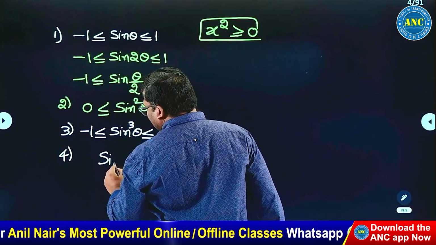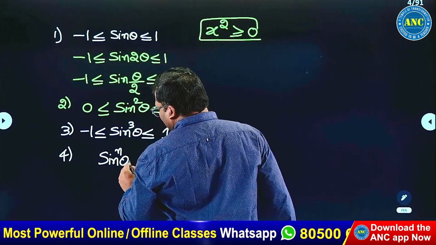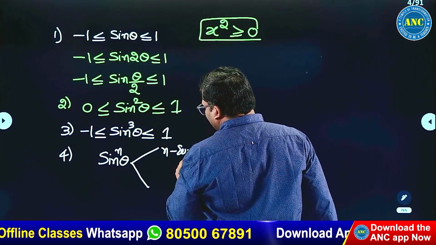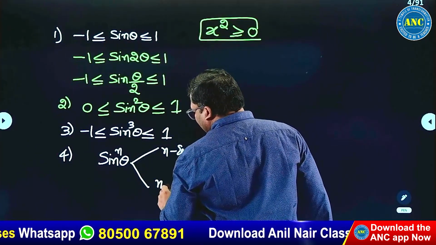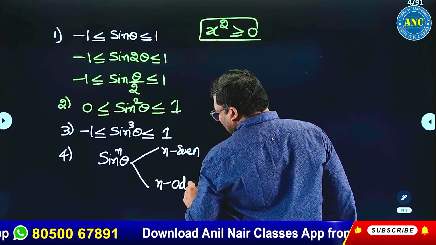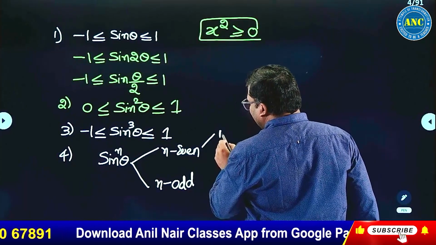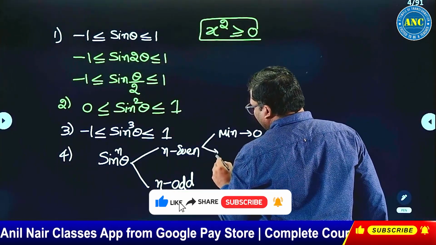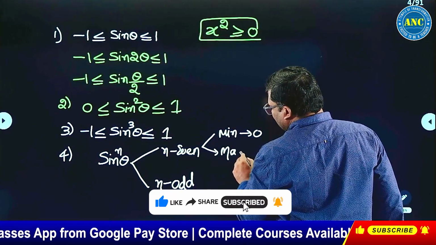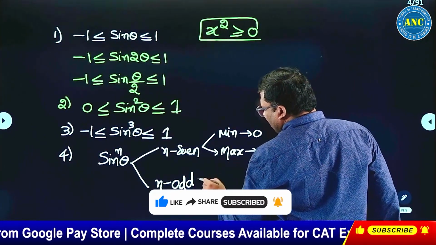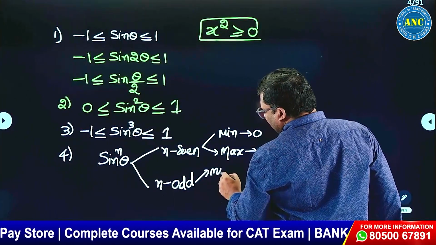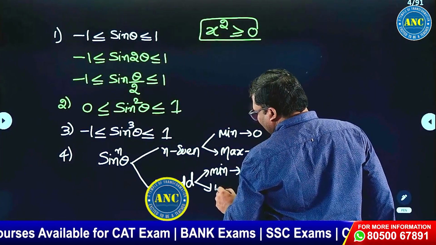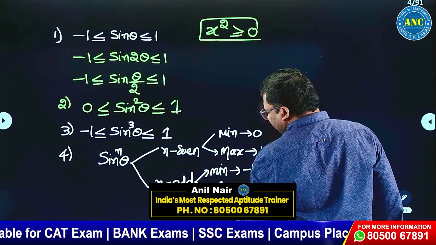Or can I write like this? Sin power n theta. Two cases will come. N can be even. N can be odd. If n is even, minimum value it is 0. Maximum value it is 1. N is odd. Minimum value it is minus 1. Maximum value it is plus 1.